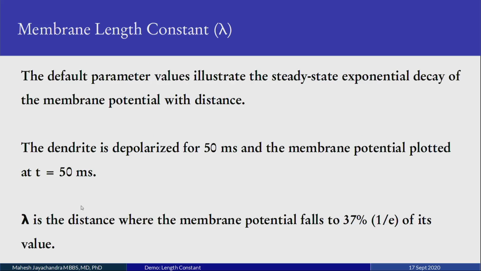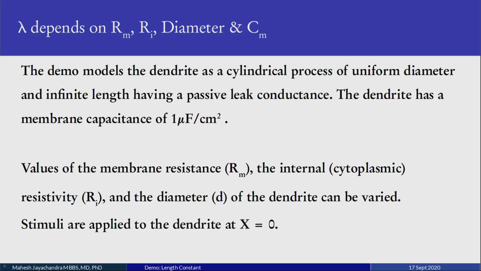Here the dendrite is depolarized for 50 milliseconds, and the membrane potential is plotted at t equals 50 milliseconds. Lambda, or the length constant, is the distance where the membrane potential falls to 37%, or 1/e, of its value. This demo models the dendrite as a cylindrical process of uniform diameter and infinite length, having a passive leak conductance. Membrane capacitance is kept at 1 microfarad per centimeter squared.